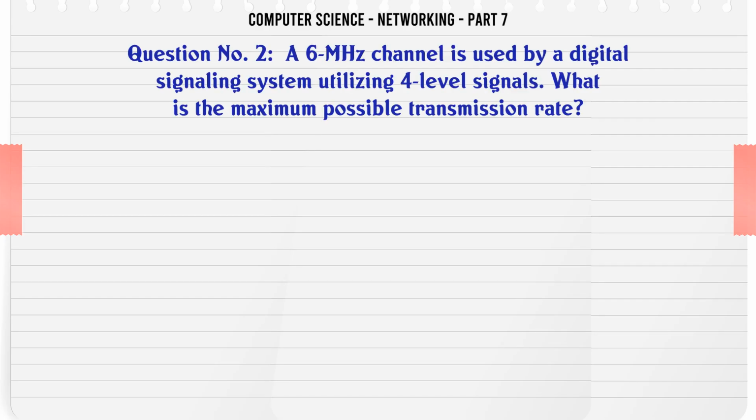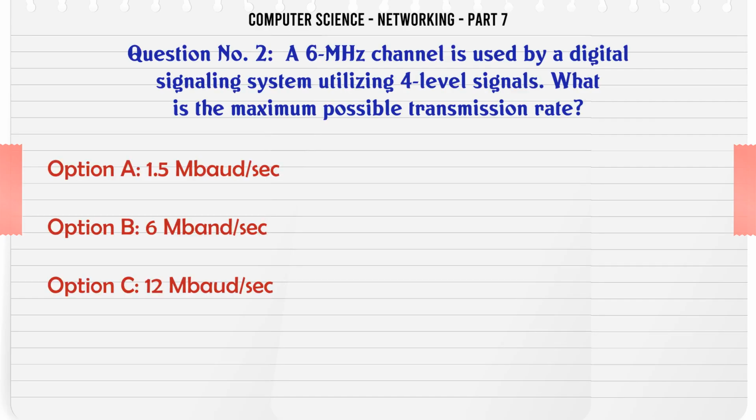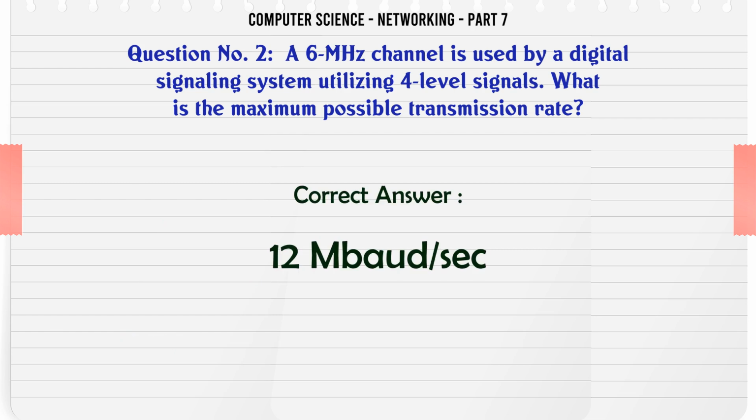A 6 MHz channel is used by a digital signaling system utilizing 4-level signals. What is the maximum possible transmission rate? A. 1.5 Mbps. B. 6 Mbps. C. 12 Mbps. D. 24 Mbps. The correct answer is 12 Mbps.